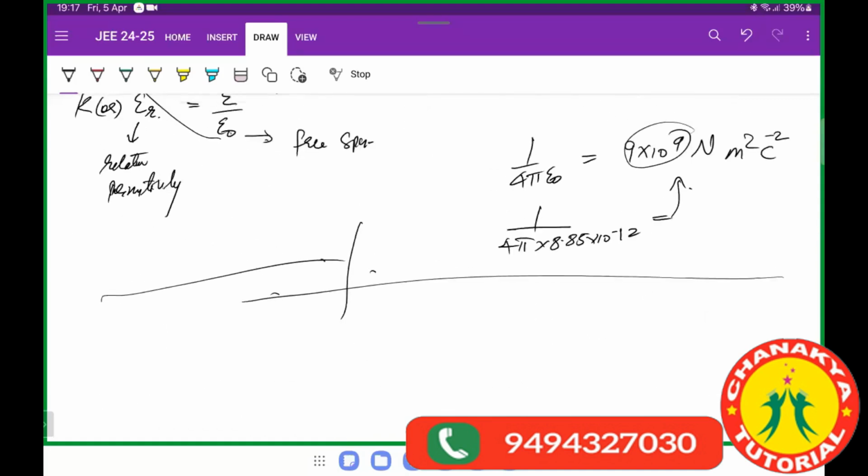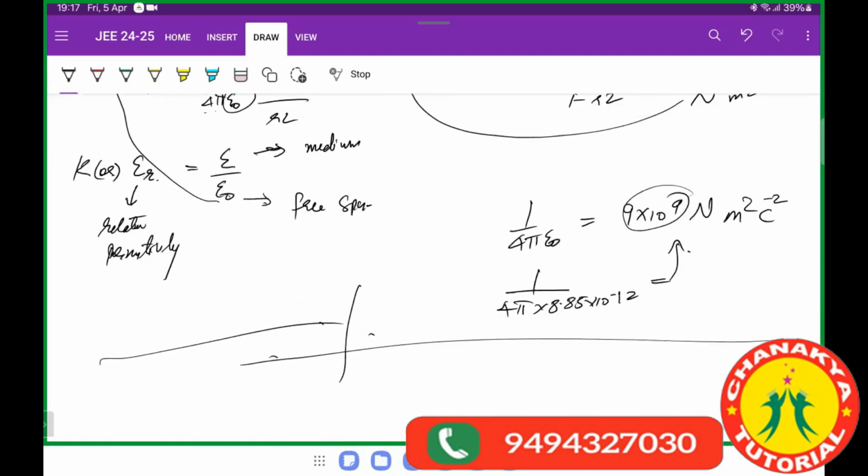So as I was saying, this is the relative permittivity. These standard values will be given in the question, and the epsilon naught value we should remember, that is 8.85 into 10 to the power minus 12. Now if you divide 1 by 4 pi times 8.85 into 10 to the power minus 12, we get 9 into 10 to the power 9.